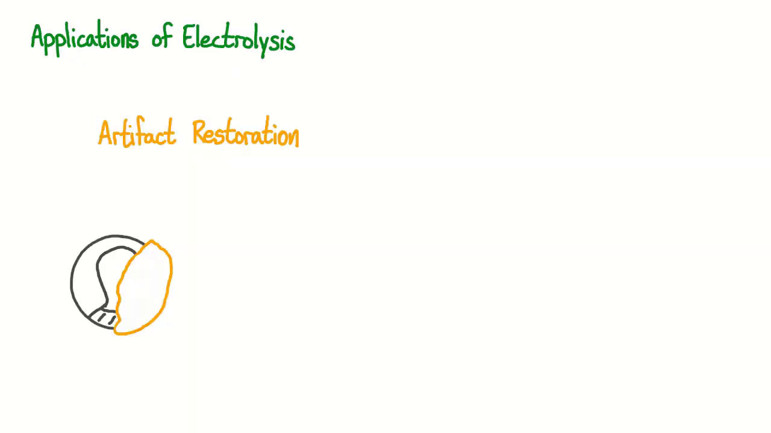There are several ways in which we can use electrolysis to our benefit in real-world situations. One such application is the restoration of artifacts. Over time, and especially when exposed to water, metal artifacts like coins, nails, and figures can develop chloride impurities. These chloride impurities make the artifacts look lumpy, dirty, and almost unidentifiable.